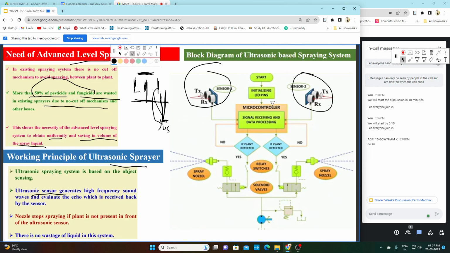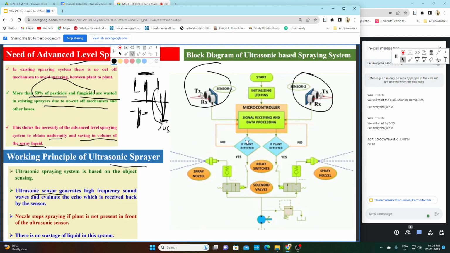So again, same thing: if your sprayer sprays in both directions, then you require two ultrasonic sensors, one here and another here. So these are the two ultrasonic sensors, and they will be connected to the microcontroller. When the sensor receives the information, it will say the plant is detected. If it does not receive the information, then the plant is not detected. If the plant is not detected, then there will be no actuation of the motor or the sprayer.